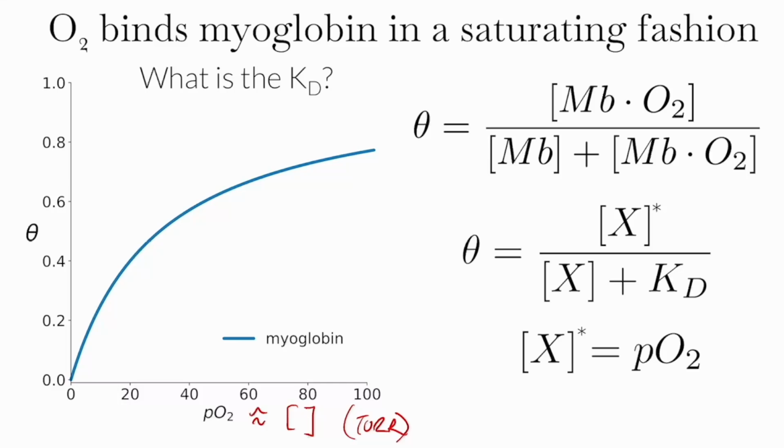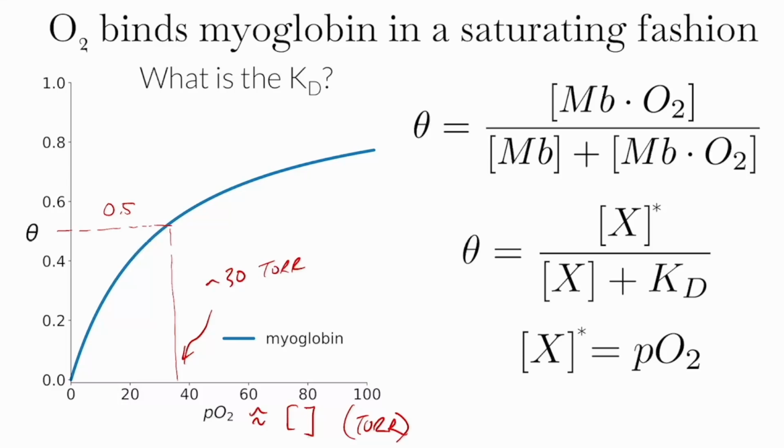Cool. Let's talk about what the KD is. The KD is the point at which this curve reaches half saturation. So we're at 0.5 on the theta scale. And then we drop down and ask, well, what is the concentration there? And it turns out, I didn't draw my lines very well, but this is about 30 torr.